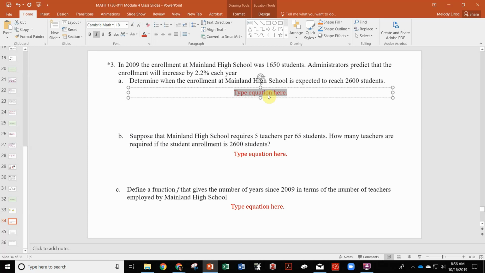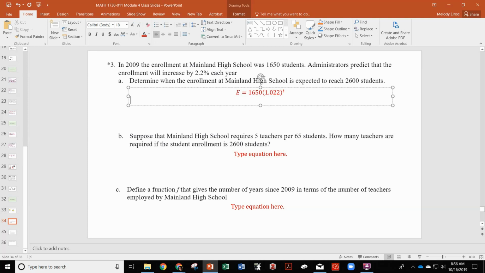They told us that by saying it will increase by 2.2% each year. So we could say that the enrollment is 1650, that initial value, times 1.022 raised to the year, right? I'm going to use t for the time that's going by in years. This 1.022 comes from 100% of the enrollment, the 1650, plus another 2.2%. So that's 102.2% of the previous year, or 1.022.